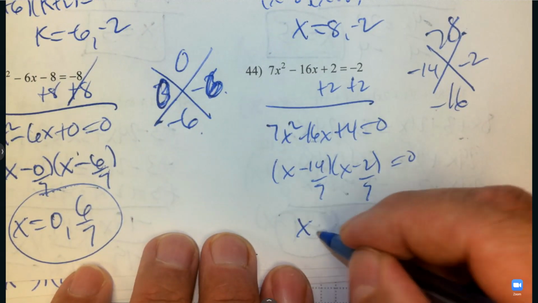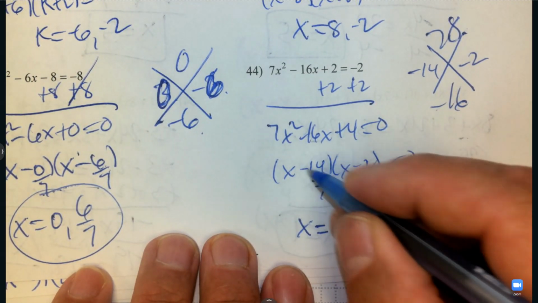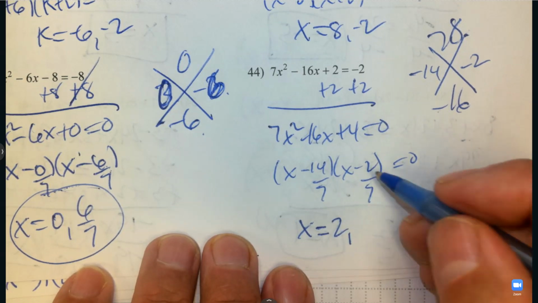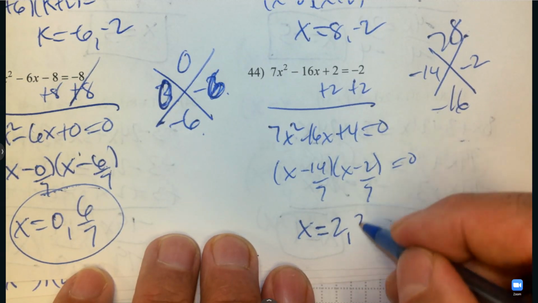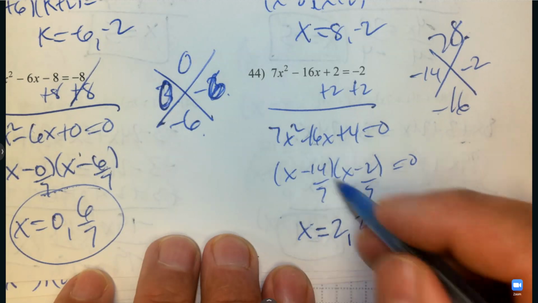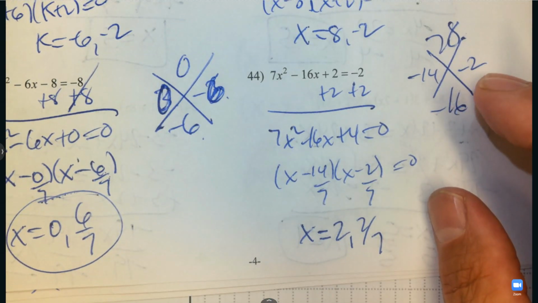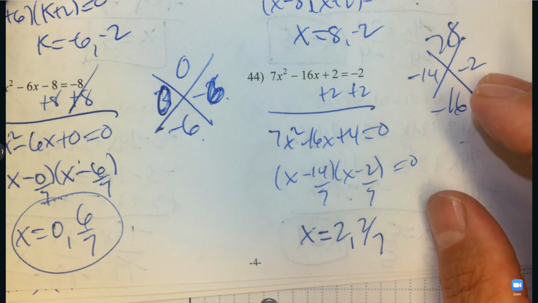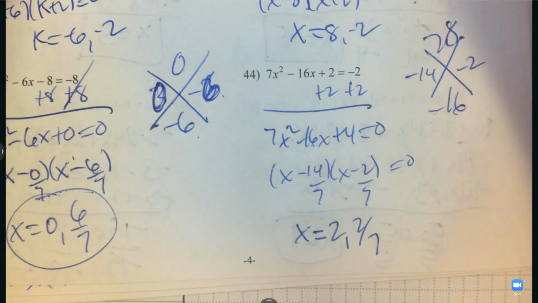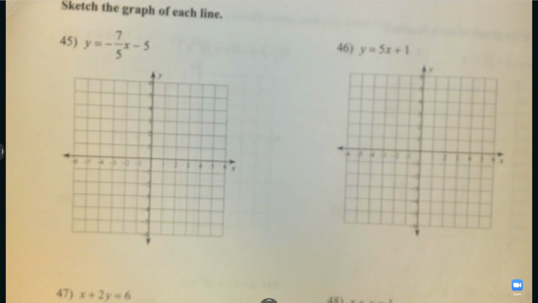So what is 14 divided by 7? And it's the opposite, so it's positive 2. 2 divided by 7, the opposite number for the fraction. Notice I don't want to do any sliding when I solve an equation. So that's positive 2 over 7. Right, turn the page. Let's do some graphing.